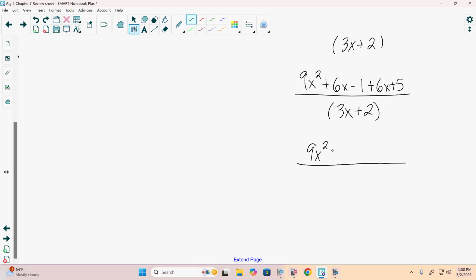Now the 6x plus 6x is going to be plus 12x. And lastly, negative 1 plus 5 is going to give 4.